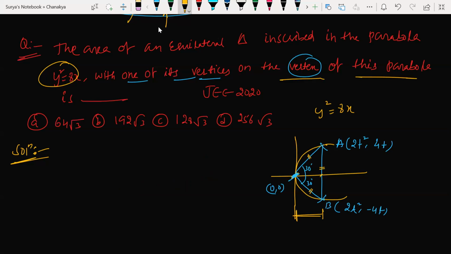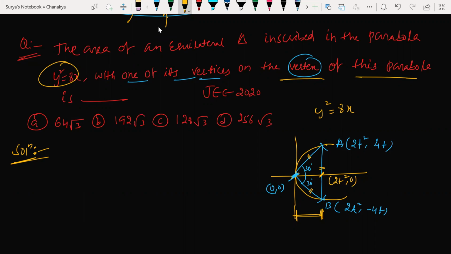What is this distance, beta? Tell me, 2t square, am I correct? Then this point is going to be (2t square, 0). Yes or no, children? The y coordinate on the x-axis would be 0. So all the y values will be 0 on the x-axis, so I took that as (2t square, 0). Perfect. Now what do we need to find out?